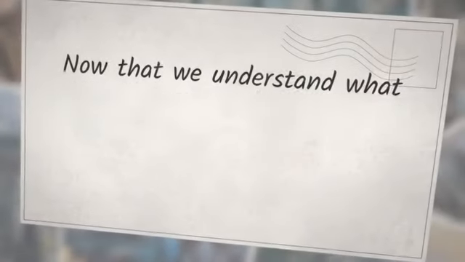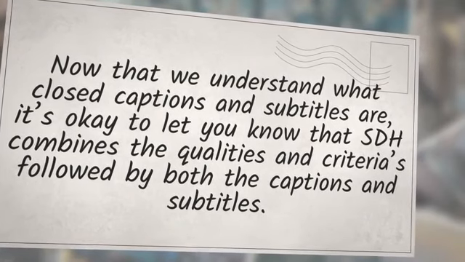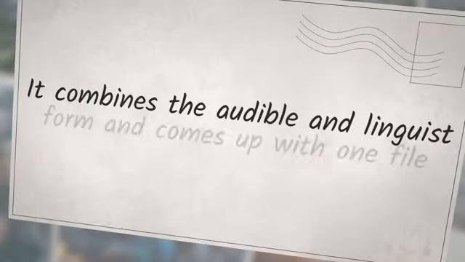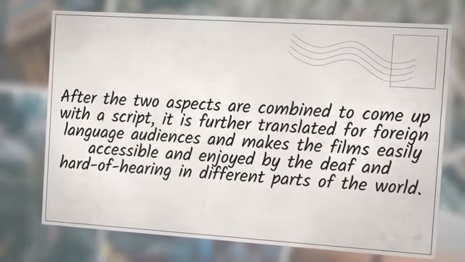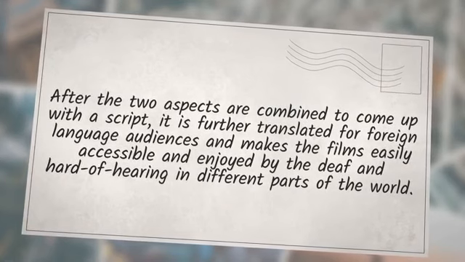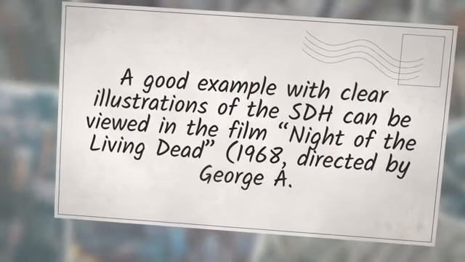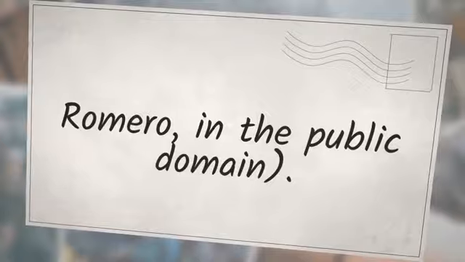Now that we understand what closed captions and subtitles are, it's okay to let you know that SDH combines the qualities and criteria followed by both the captions and subtitles. It combines the audible and linguistic form and comes up with one file for those people who are deaf. After the two aspects are combined to come up with a script, it is further translated for foreign language audiences and makes the films easily accessible and enjoyed by the deaf and hard of hearing in different parts of the world. A good example with clear illustrations of the SDH can be viewed in the film Night of the Living Dead, 1968, directed by George A. Romero, in the public domain.